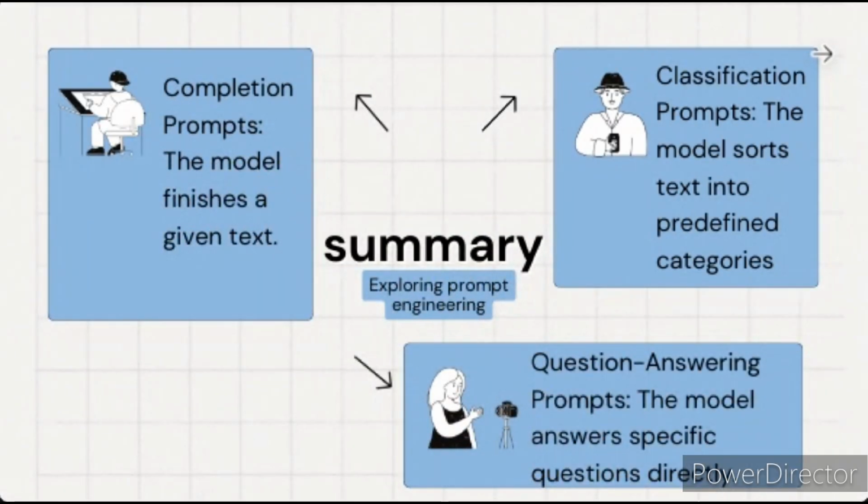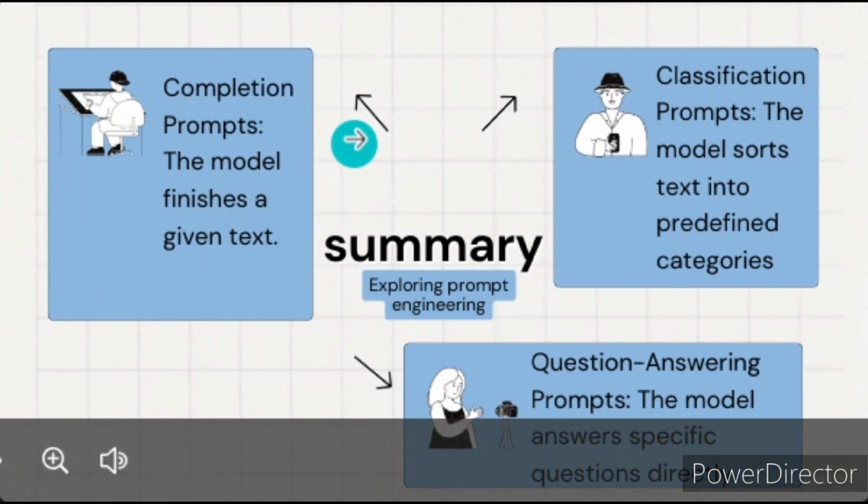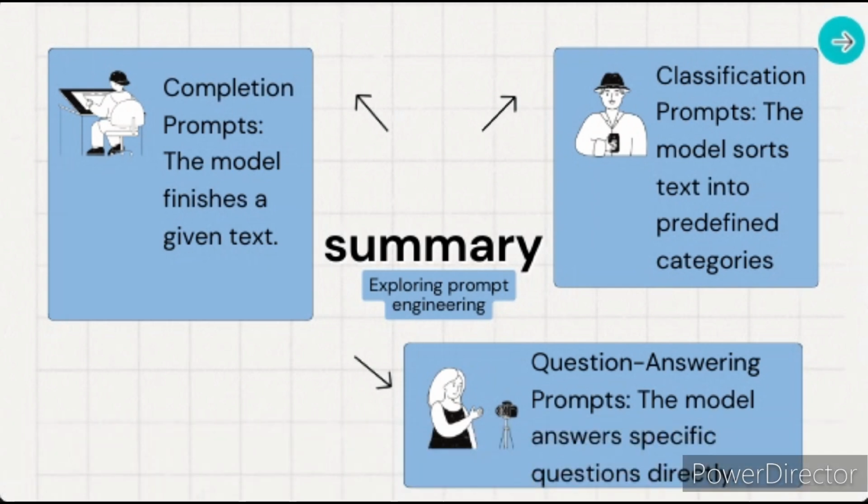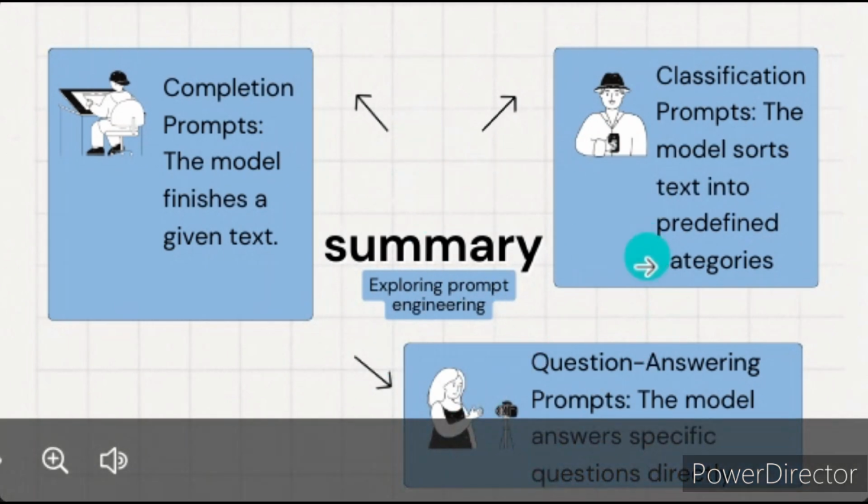Now, we have talked about three main types of prompts. Completion prompts, where the model finishes a given text. Classification prompts, where the model sorts text into predefined categories. And question answering prompts, where the model answers specific questions directly. Using and understanding these prompts could help you use your language models more effectively in different situations.